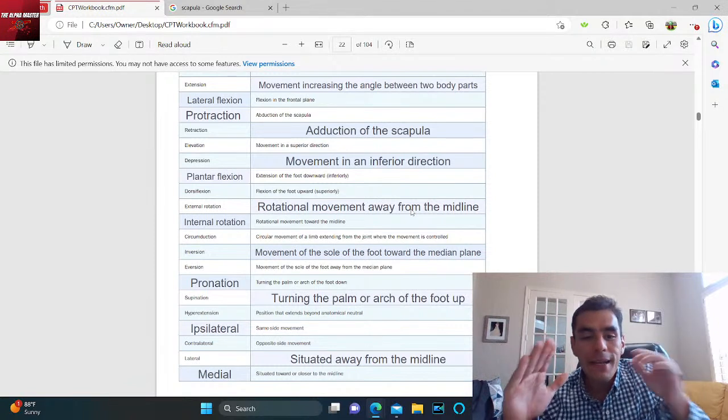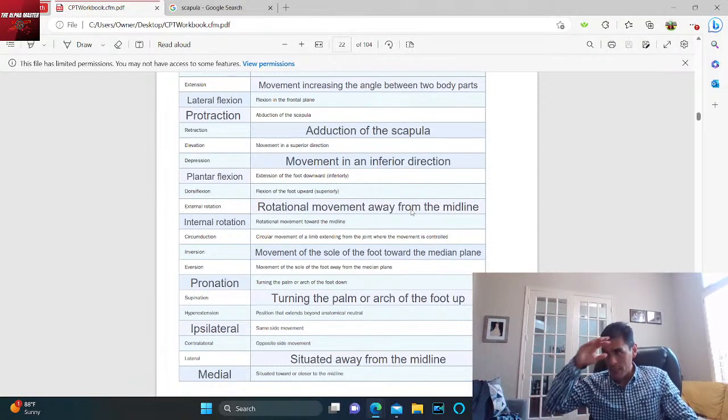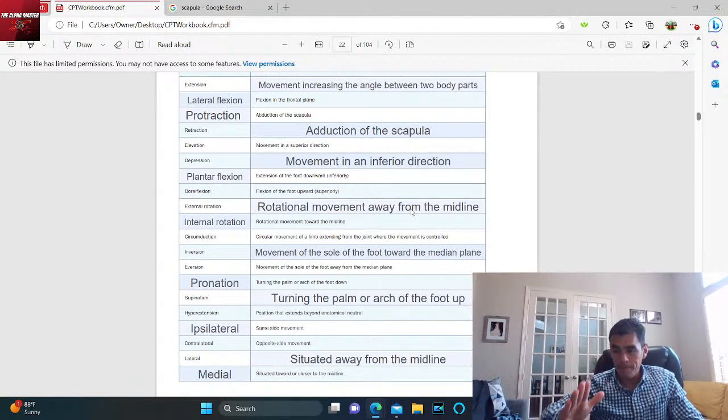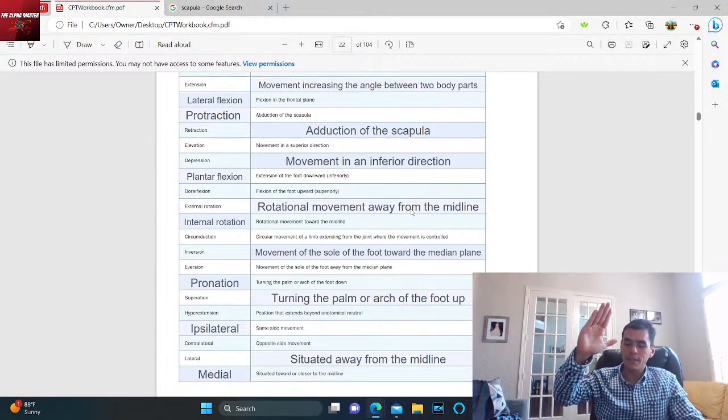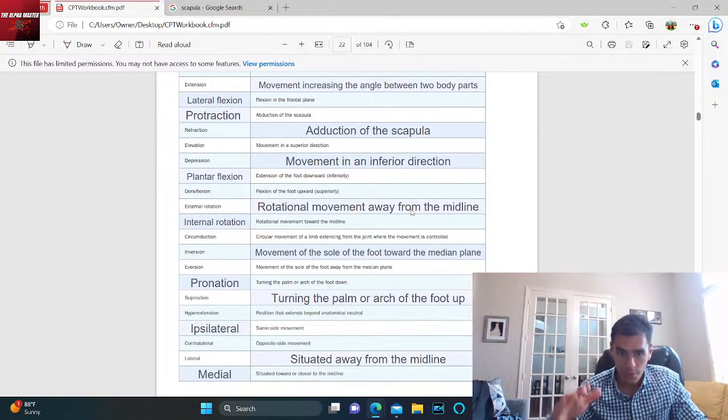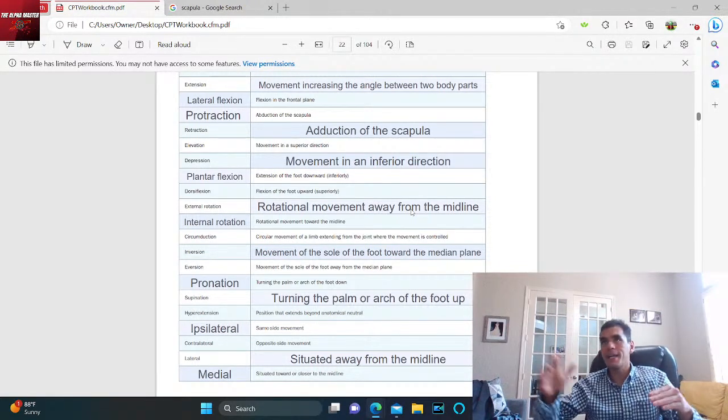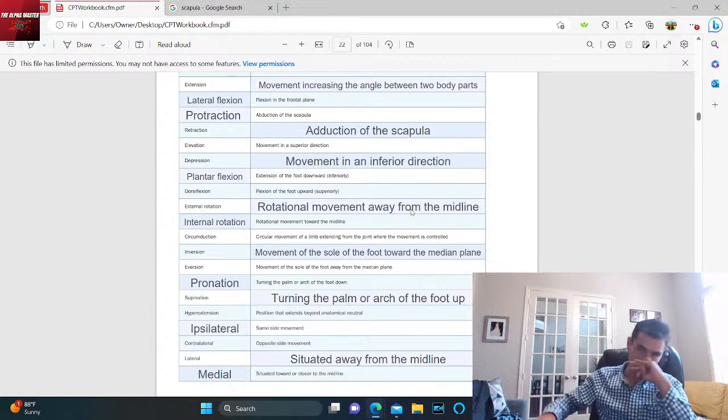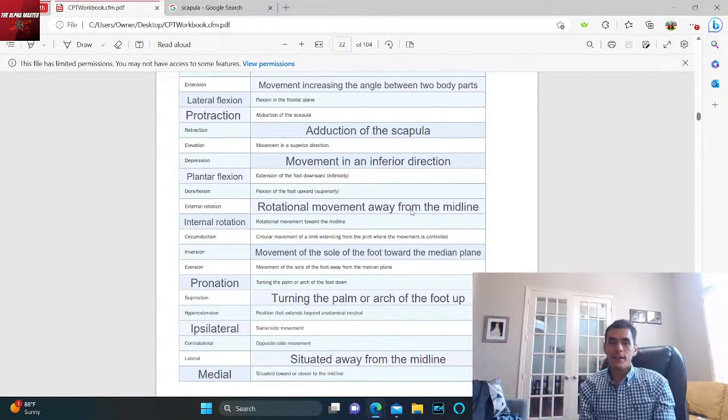Ipsilateral, same side movement. You are moving on the same side, like my right foot and my right leg are going on the same side. You're moving towards the same side, or you're all going towards the front.